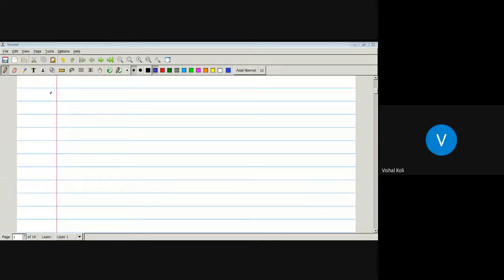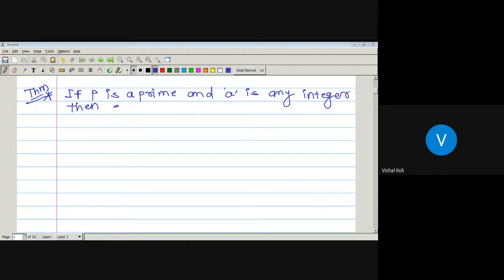Okay. Now the next theorem. If P is a prime number, and small a is any integer, then either GCD of A and P is equal to 1, or A is a multiple of P.